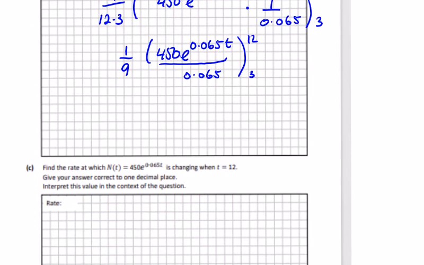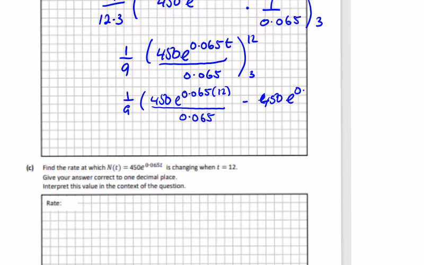So we fill them in and use our calculator. We get 1 over 9, 450 E to the power of 0.065 times 12 divided by 0.065 minus 450 E to the power of 0.065 times 3 divided by 0.065. I could have factored out the 450, but I'll leave it here.